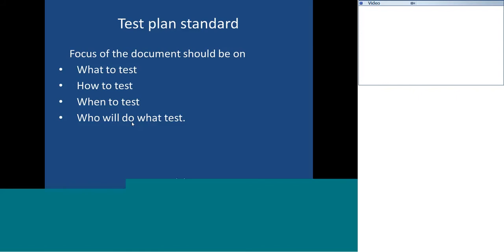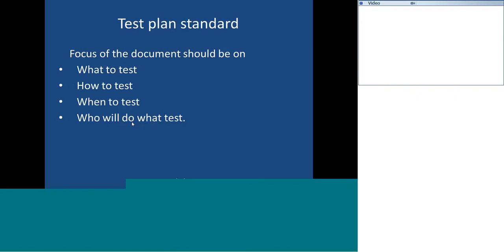The basic focus of this document should be on what to test, how to test, when to test, and who will do what test. So these are the four basic characteristics, the basic details, that we are going to cover as part of the test plan. What to test? This one we will be covering as part of our in scope and out of scope, where we get clarity on what exactly we are going to test and what exactly we are not testing. So in scope and out of scope, we'll get the details from the BRD.